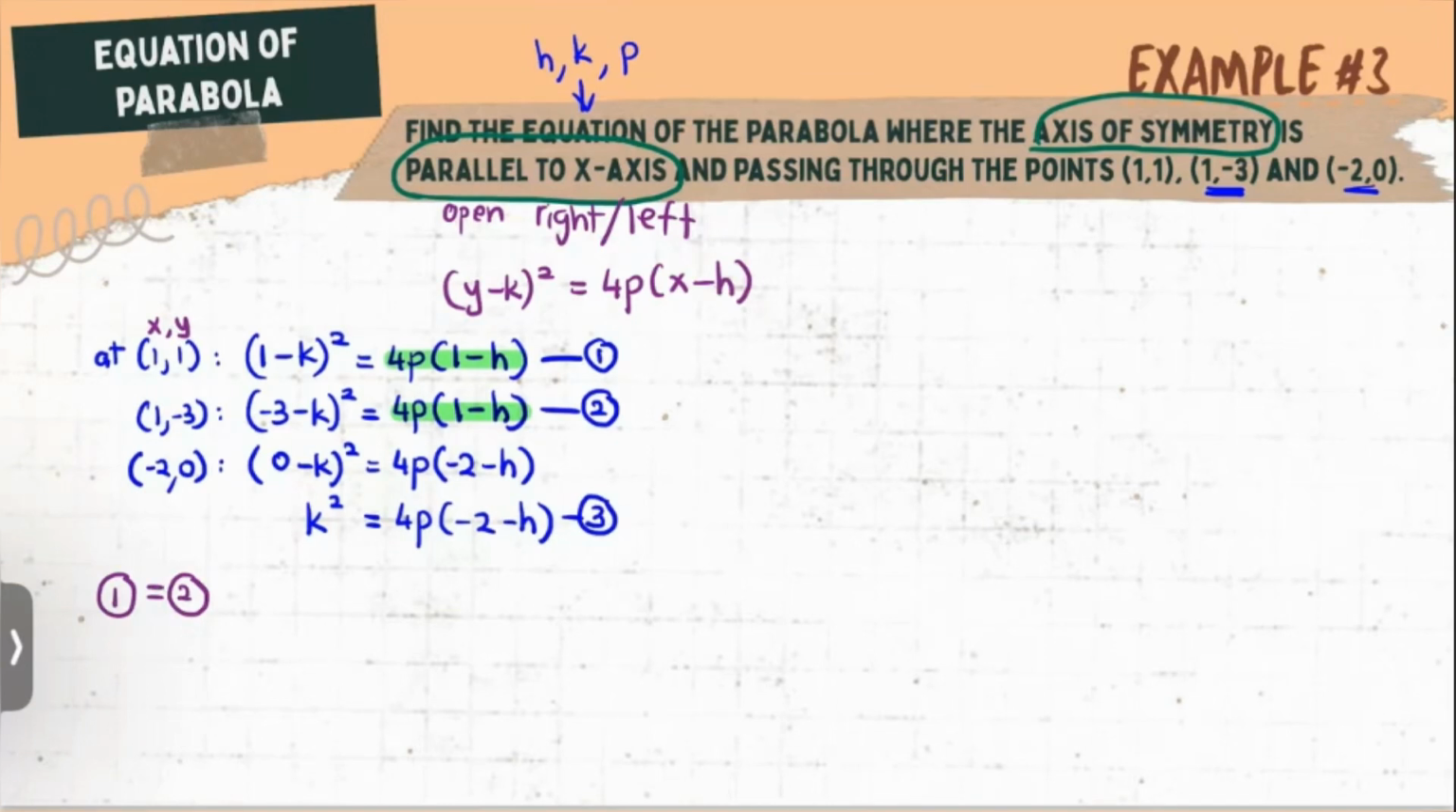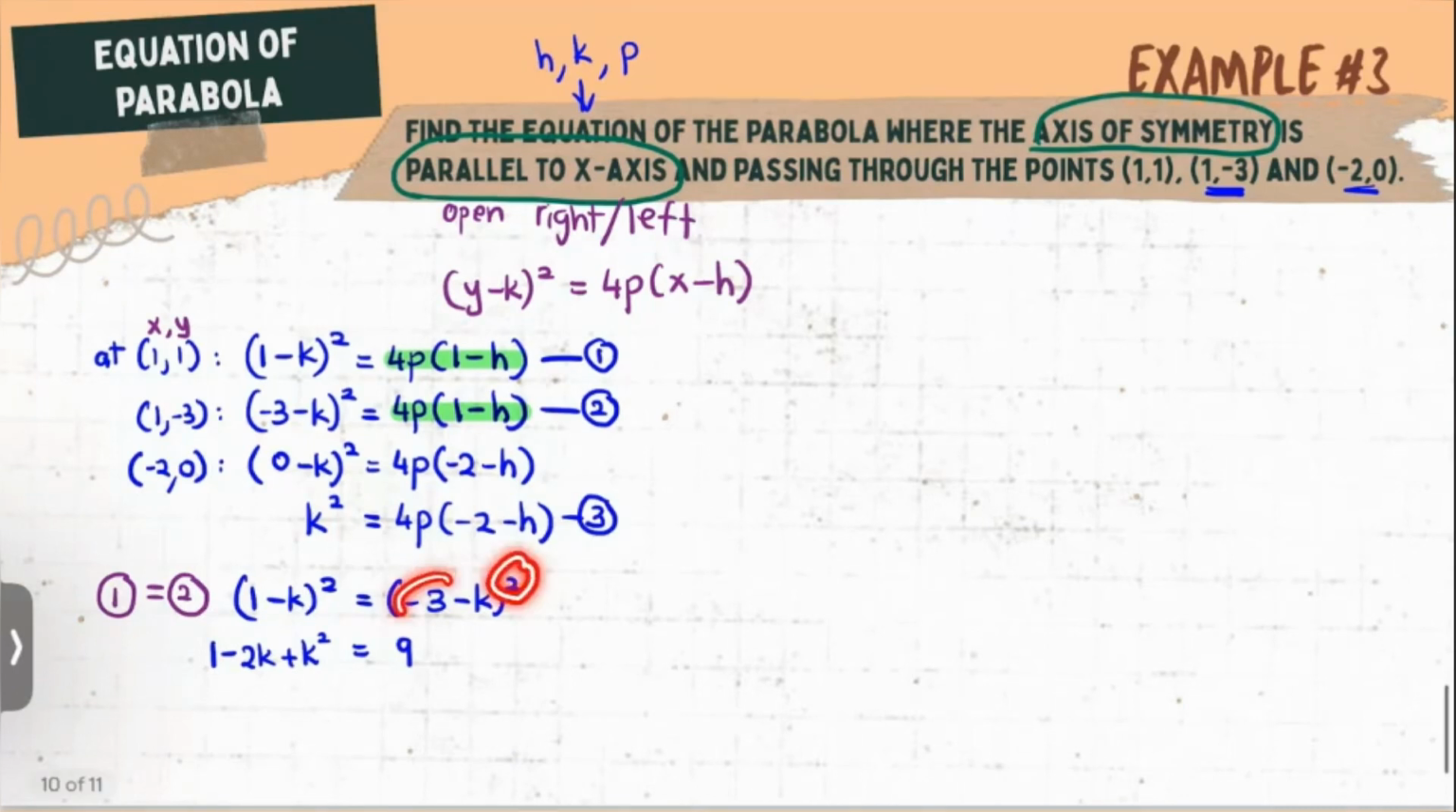Okay, sini dah sama kan? So saya ambil yang sini lah, yang belah kiri dia ni. So it will be 1 minus K squared equals to negative 3 minus K squared. And untuk dapatkan K, saya expand. 1 minus 2K plus K squared equals to 9.